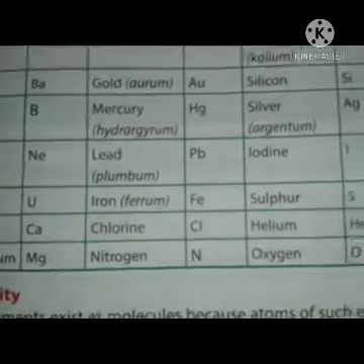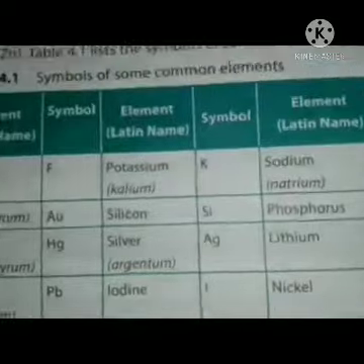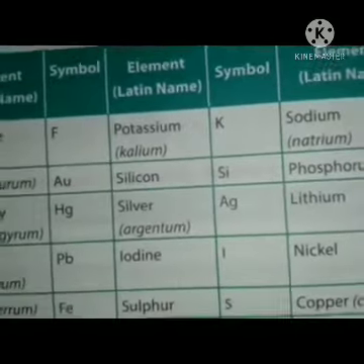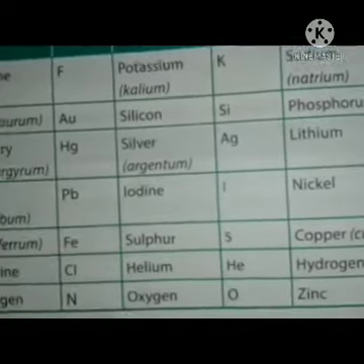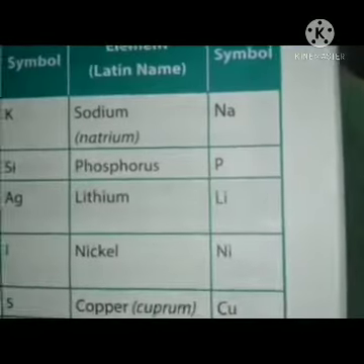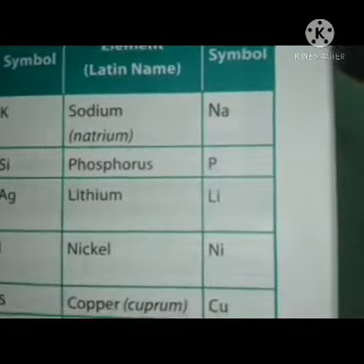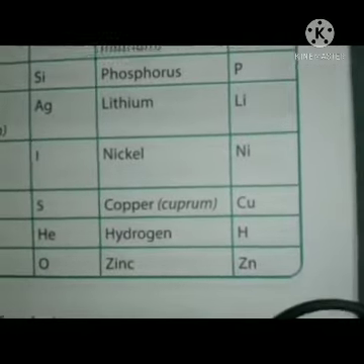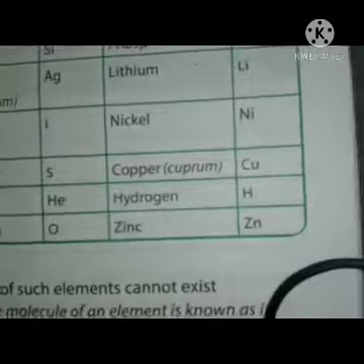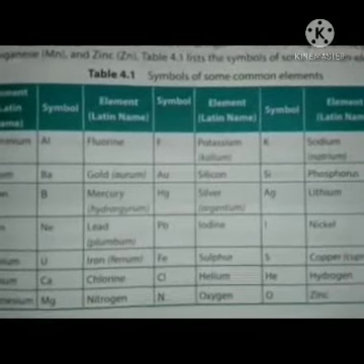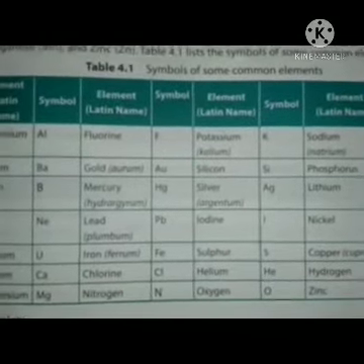Chlorine is Cl, nitrogen is N. Potassium is called kalium in Latin, so it is K. Silicon is Si. Silver is called argentum in Latin, so it is Ag. Iodine is I. Sulfur is S. Helium is He. Oxygen is O. Sodium is called natrium in Latin, so it is Na. Phosphorus is P. Lithium is Li. Nickel is Ni. Copper is cuprum in Latin, so it is Cu. Hydrogen is H. Zinc is Zn. This is the table which you have to learn by heart for your practice. And I'll be giving you question answers as homework to find out how much you have studied, how much you will be able to do.